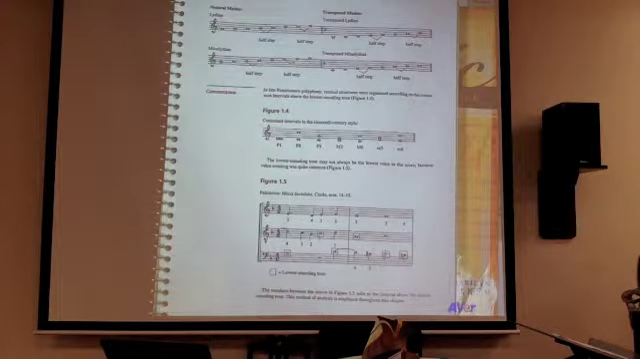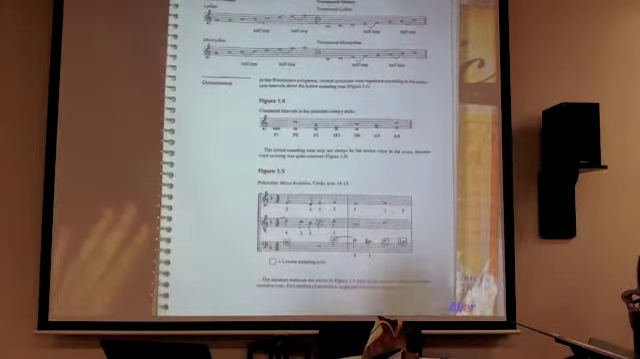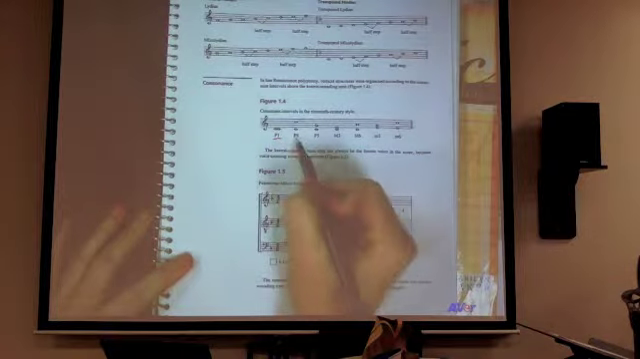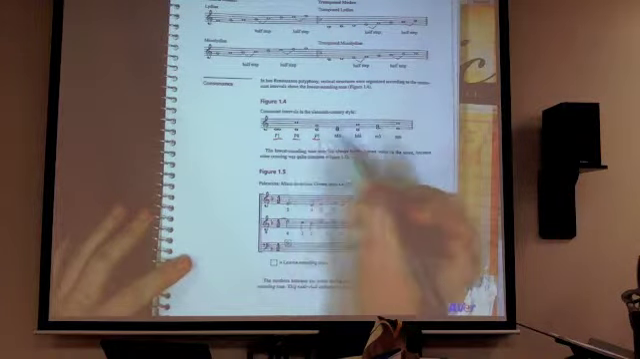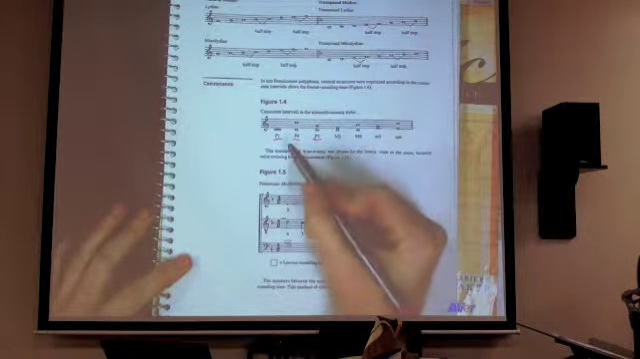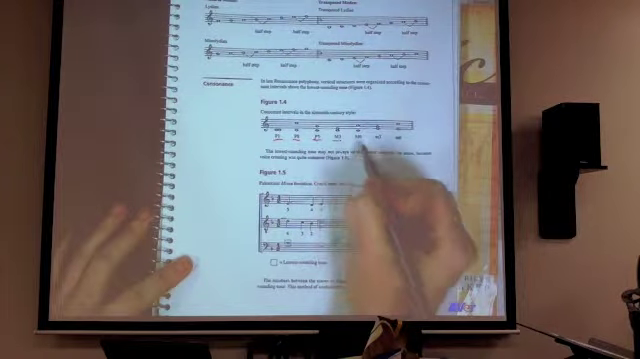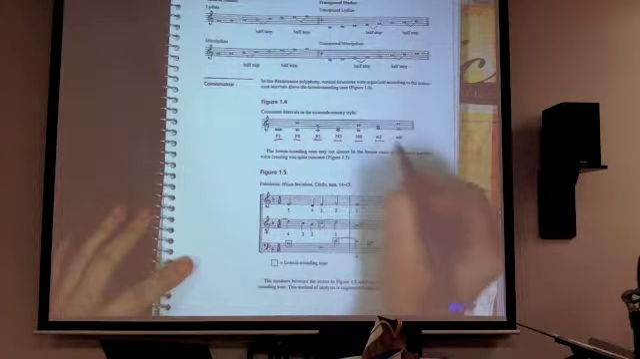Let's see. So let's talk about consonances. There isn't a whole lot that's changed since we last talked about it. Our consonances are perfect unison, perfect octave, perfect fifth. Again, you can't have parallel fifths or octaves or unisons. Major third, major sixth, minor third, minor sixth.